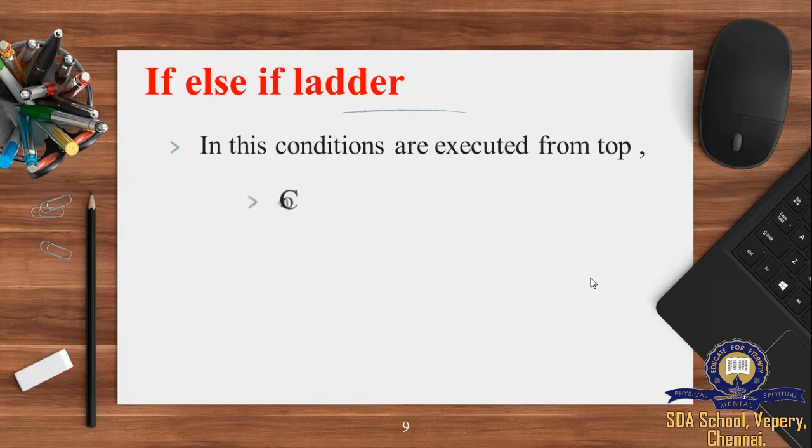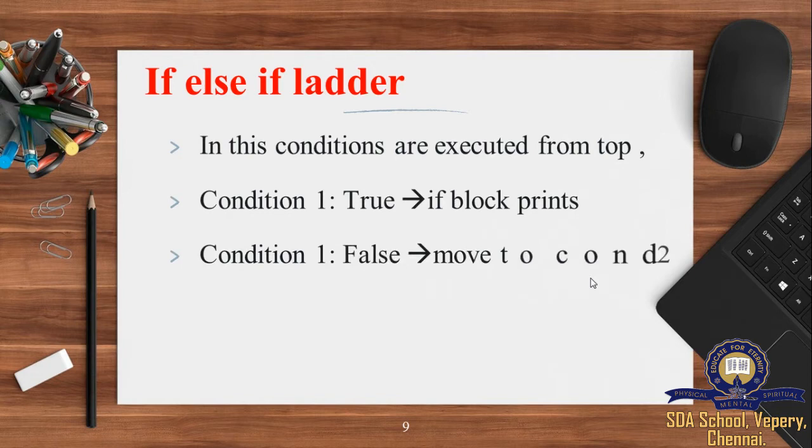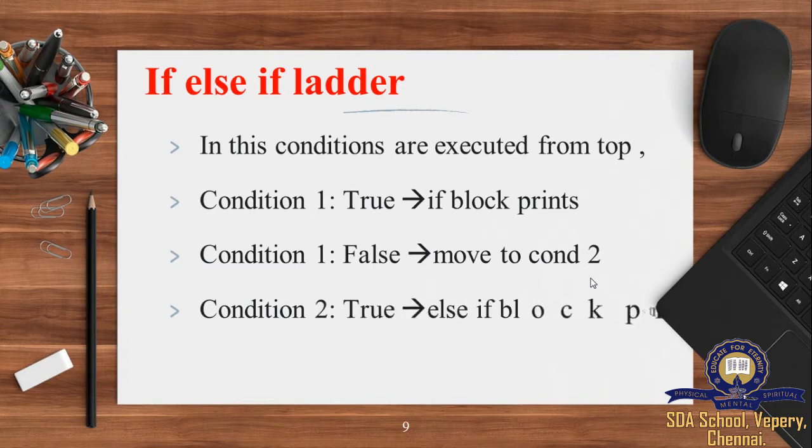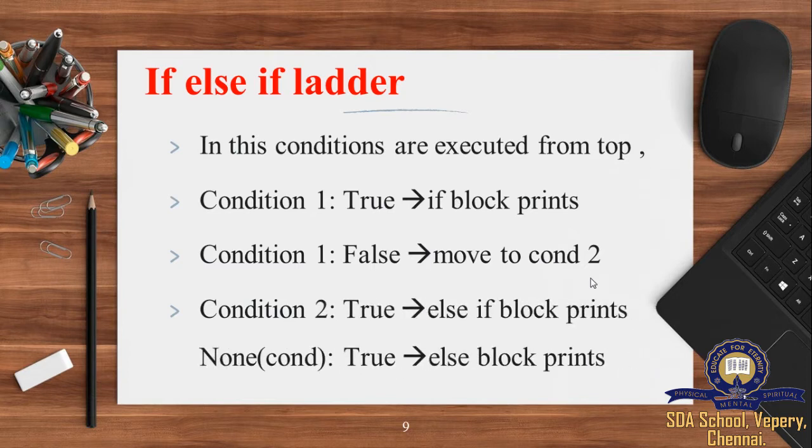First you will check the if condition. If that is true, it executes; otherwise, it goes to condition 2. If condition 2 is true, then you will print that second block. Or else, if both the conditions are not true, obviously the last block will be printed by default. That is called the if else if ladder. We'll see through an example now.